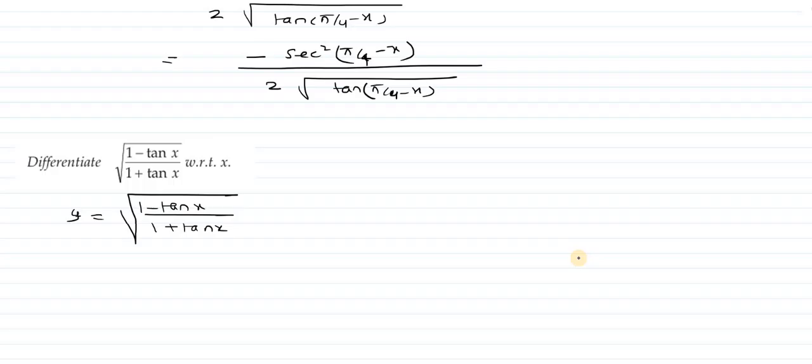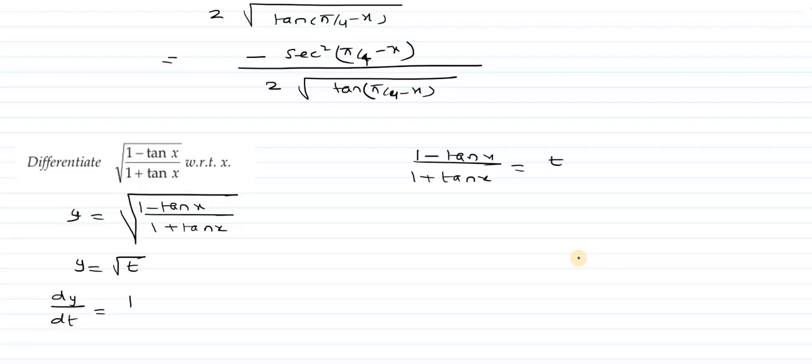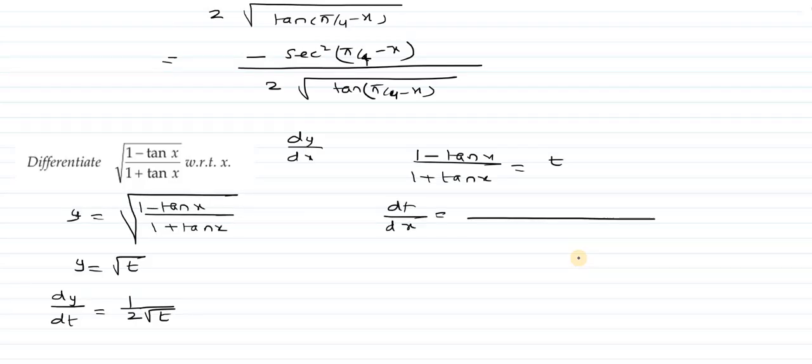Okay, you can do it directly, but it will confuse you in the beginning. So what I will do is take 1 minus tan x by 1 plus tan x as some variable t. Now I will differentiate with respect to t. So y will become under root t, correct? If I differentiate with respect to t, it will be 1 by 2 root t, correct? This is done. I need to find out dy by dx only. But dy by dt I found. Here I need to find dt by dx. For that, apply the quotient rule.